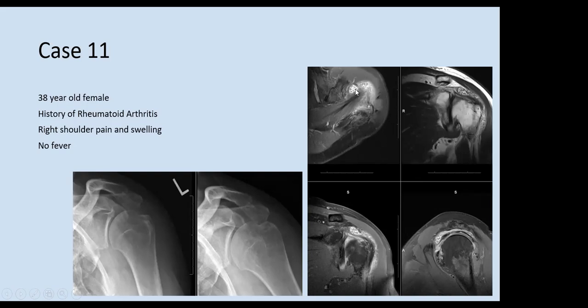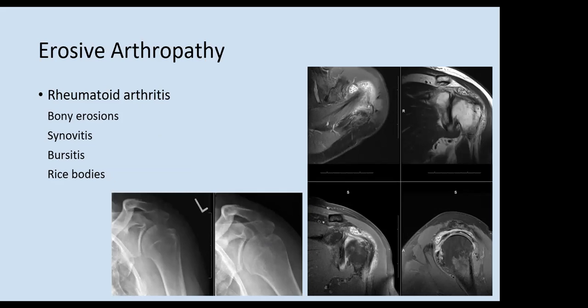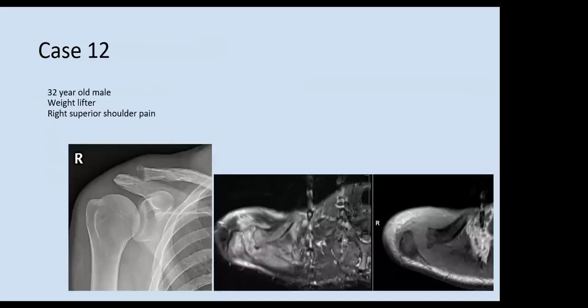Not a septic bursitis, but it's actually inflammatory bursitis. So that's erosive arthropathy. Another patient, we have a 32-year-old male weightlifter with right superior shoulder pain.